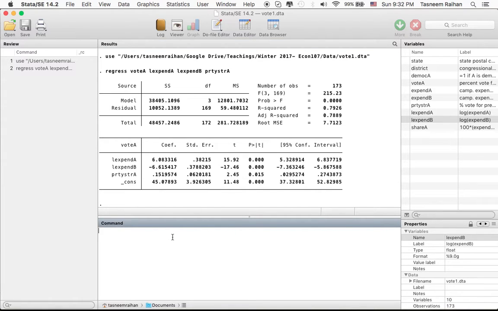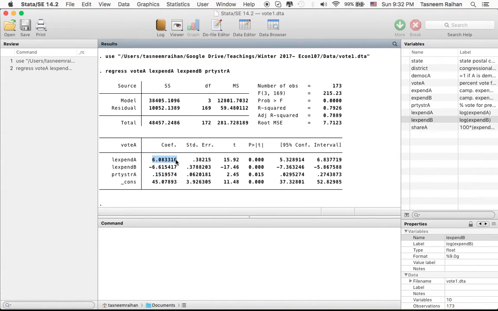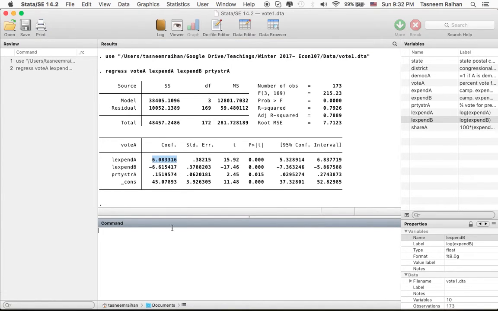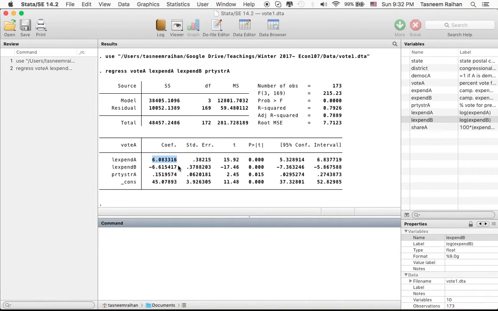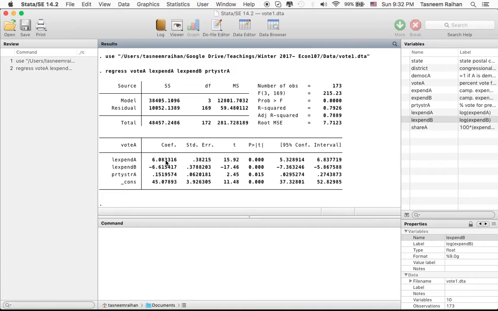Hold on a second here. Before we do the hypothesis testing, let's see if we can also interpret this number here, 6.08. How do you go about interpreting this number? Remember, this is a level log model, so you have to be careful with the interpretation here. So this 6.08 basically means that if expenditure A increases by 1%, then vote A, or the percentage of the vote received by candidate A, is going to increase by the 6.08 divided by 100.